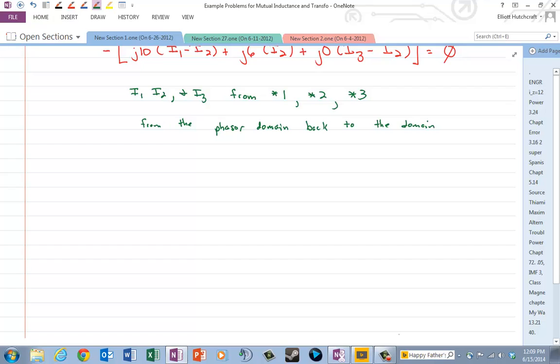So anyways, that's one example problem of mutual inductance, and I hope that helps you understand how to, I think, appropriately go about and solve one of those types of problems.